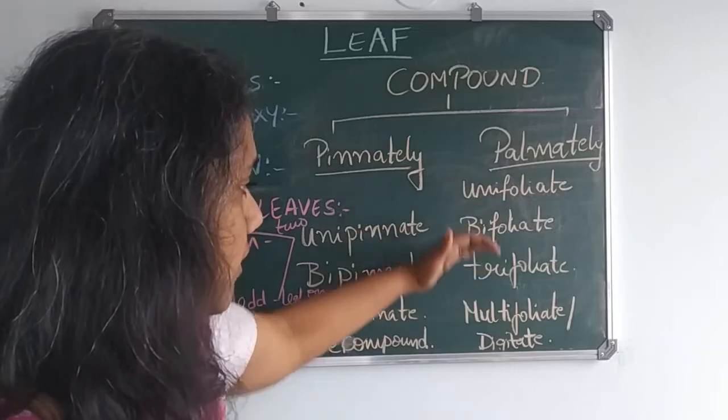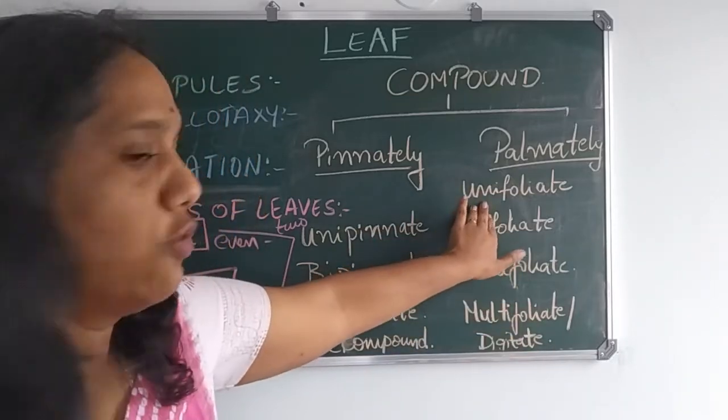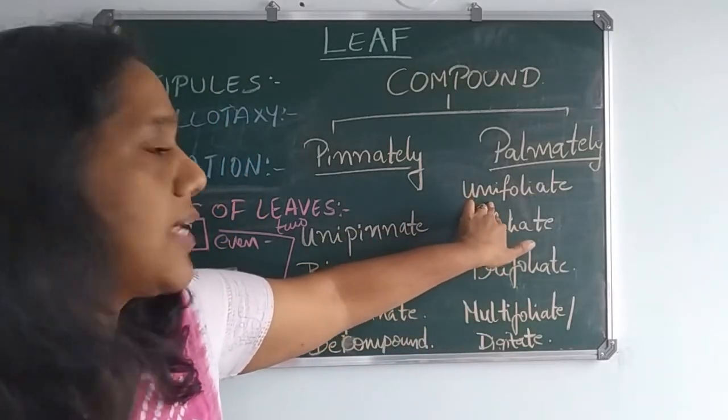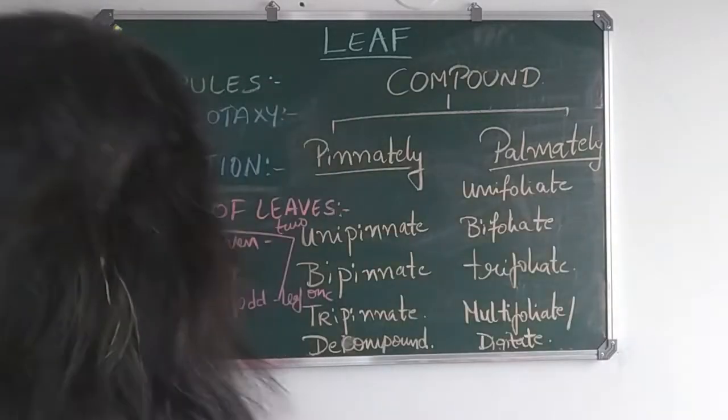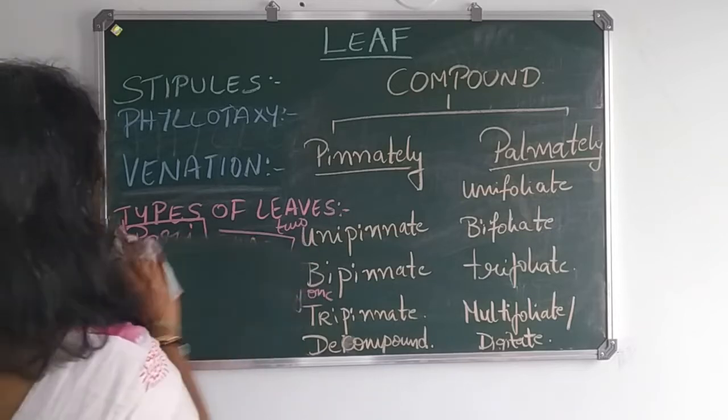Again, we have got different types here. We have got unifoliate. There is only one. Example for this is citrus. If you look into the citrus leaf, that is Nimbe hannu.